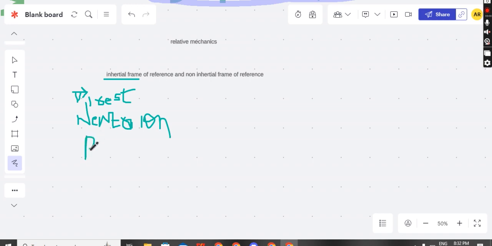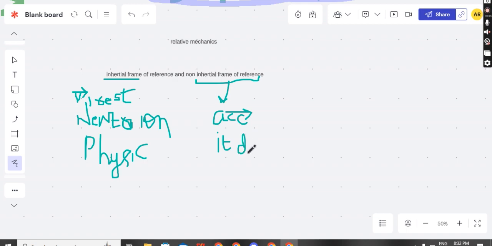But if we talk about the non-inertial frame of reference, which means the accelerated frame, right? This is an accelerated frame. It does not follow Newtonian physics or Newtonian laws. It does not follow Newton's laws. So these are the inertial and non-inertial frames of reference.